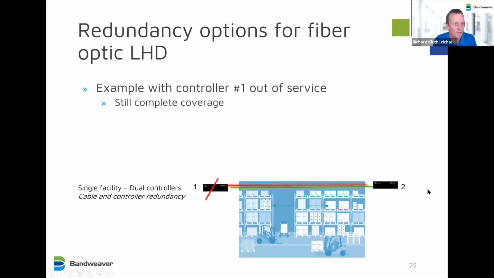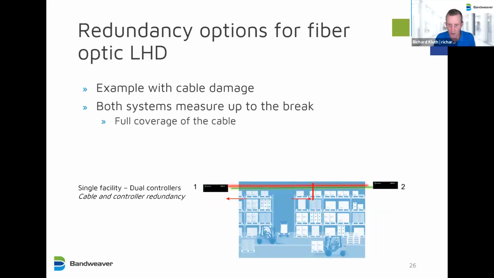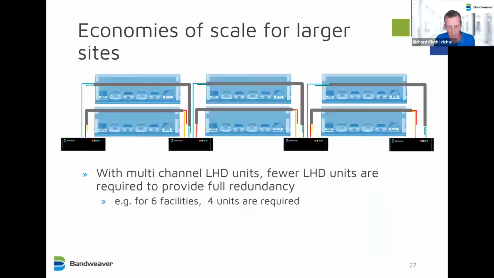So fairly standard, I guess, with normal redundancy, that if one system goes down, the other takes over. Where this technology has an extra dimension is that you also have the cable cut in this scenario as well. So if you have cable damage, you'll get full coverage. Either in this scenario, a controller goes out or a cable is cut, you have full coverage. So very robust. And this scales up very nicely as you move to more assets and more units.